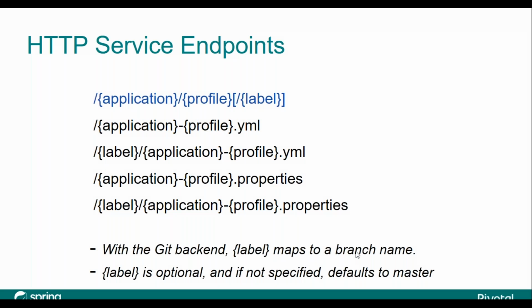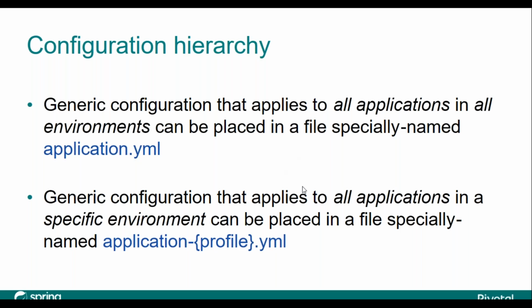Having said this, let us look at your configuration hierarchy. When you look at your configuration hierarchy here, your generic configuration that applies to all the applications in all the environments can be placed in a very special file called application.yml. And this generic configuration, sometimes we even call it the default configuration, would be applied to all the applications in that specific environment.